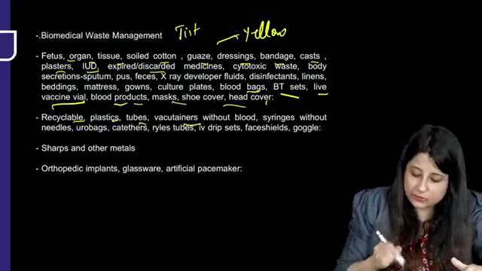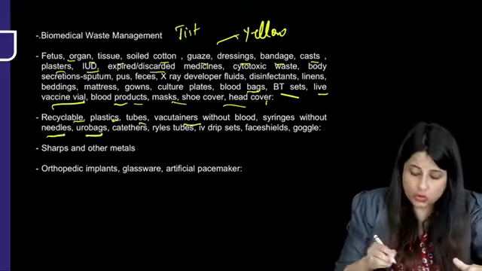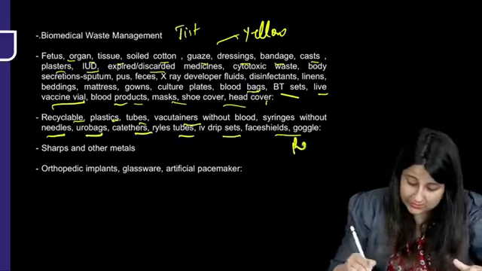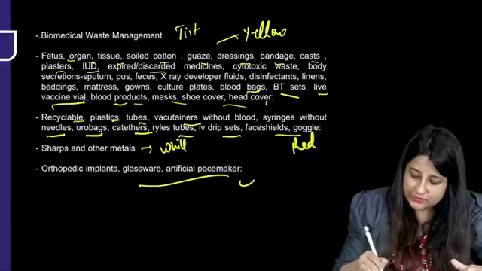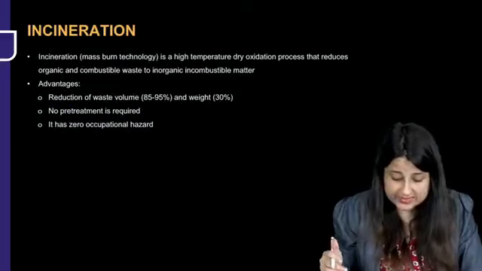Recyclable plastics, tubes, vacuum without blood, syringes without needles, Euro bags, catheters, dry tubes, IV drip sheaths, face shield goggles, red. Sharps and other metals, white. And orthopedic glasswares, they go into blue. Now, of course, they can ask you what is incineration, guys.